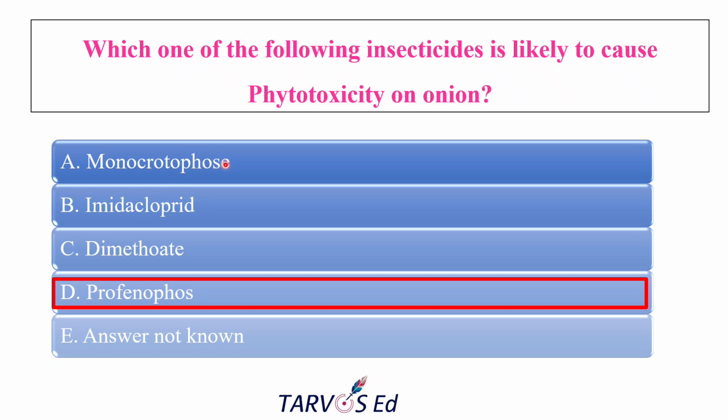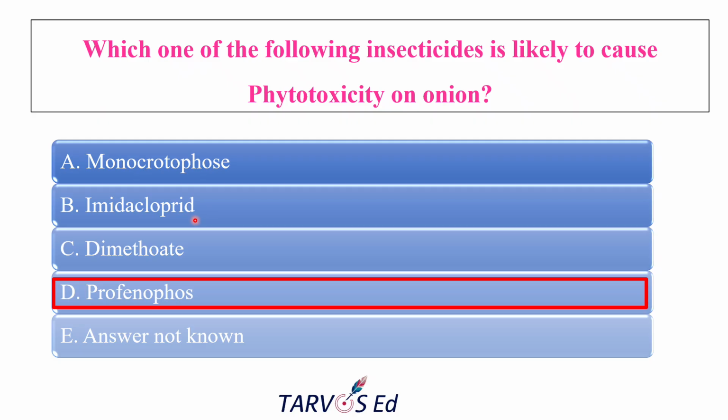And why not monocrotophos? It is a moderate risk only, less than profenophos. It is also an organophosphate, but it poses a moderate risk, not as much as profenophos. And imidacloprid also has a low risk, and this is a neonicotinoid, systemic insecticide, not an organophosphate. It is generally considered safe for onion when used at the recommended dosage.